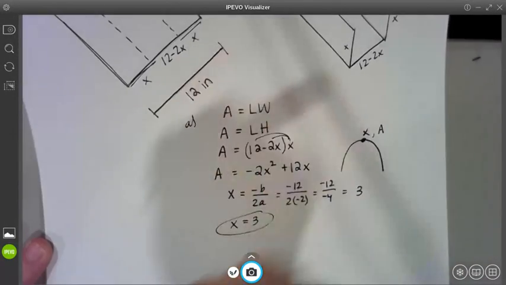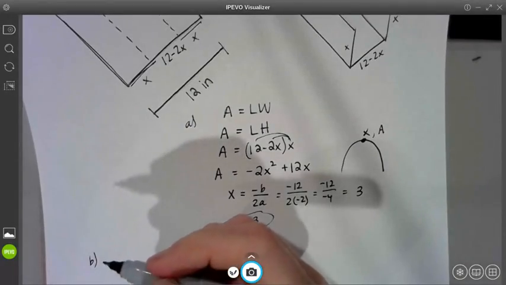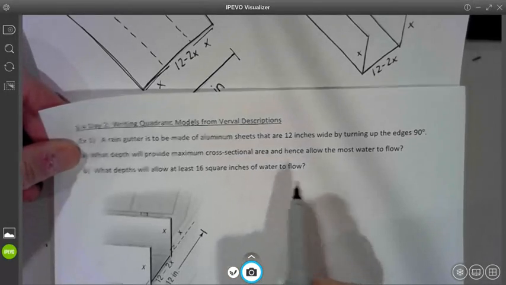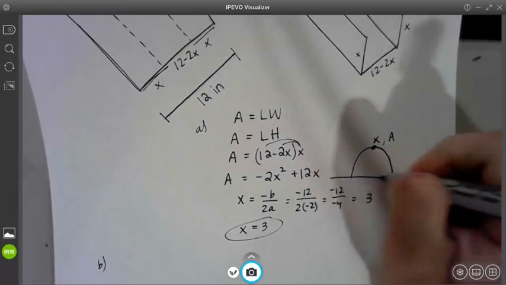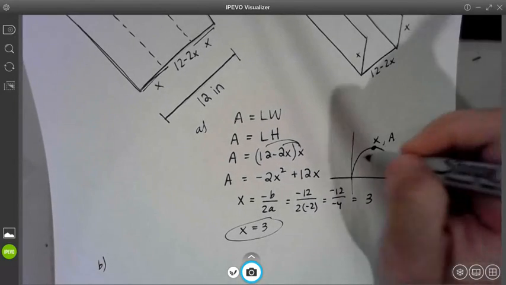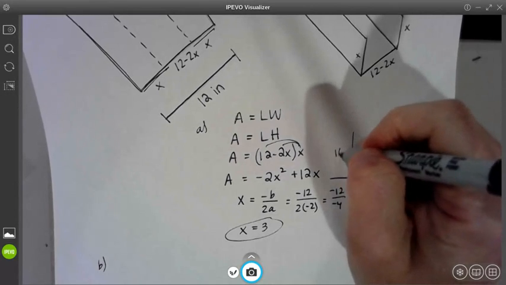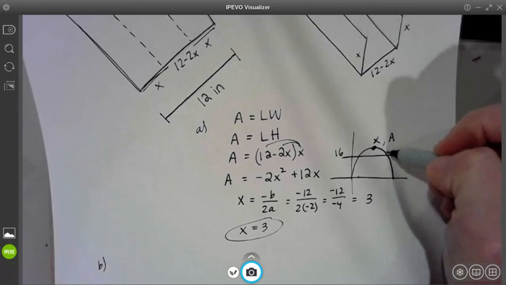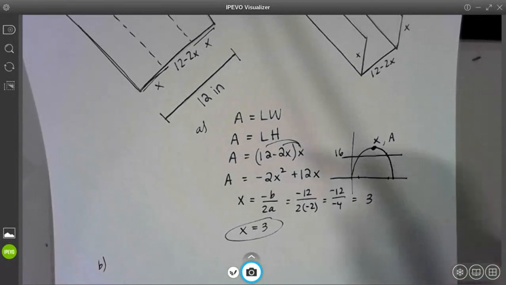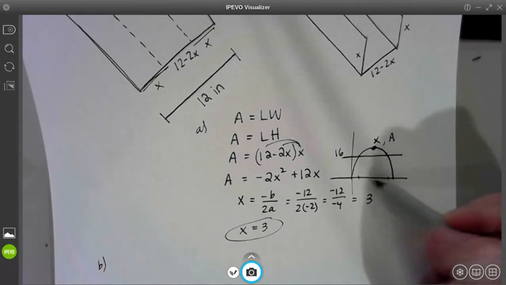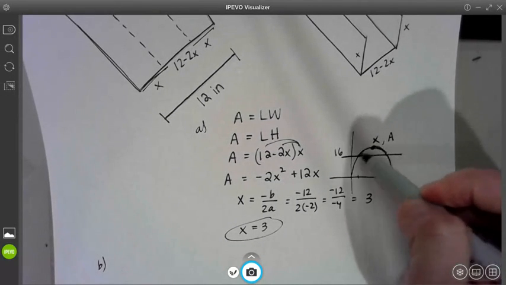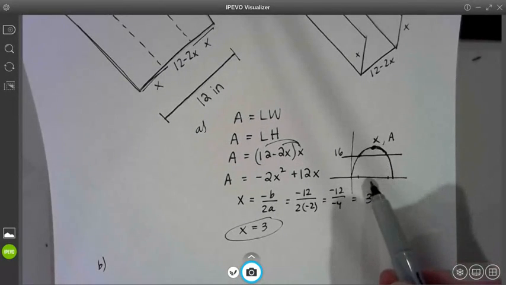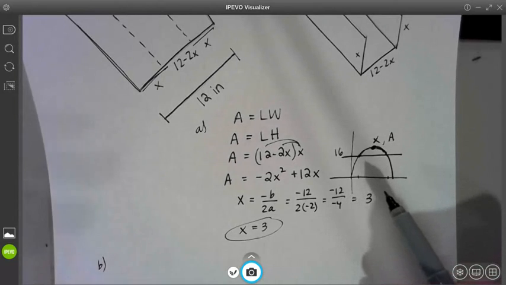So that was part A. Part B asks, well, what depths will allow at least 16 square inches of water to flow? So basically, if this is your parabola, there's an x value here and there's an x value here that will make 16 square inches of water flow. And then any x value in between will make a greater area than 16. So we want to find out what makes it equal 16, and then any x value in between will also qualify as an answer.